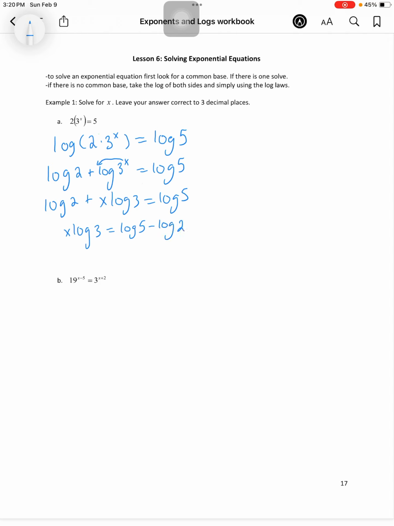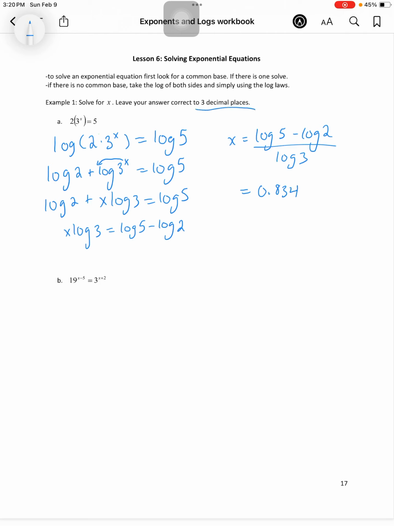Now we just divide both sides by log 3. So x equals (log 5 minus log 2) all over log 3. When you plug this into your calculator, you should get 0.834, and it says round to 3 decimal places.